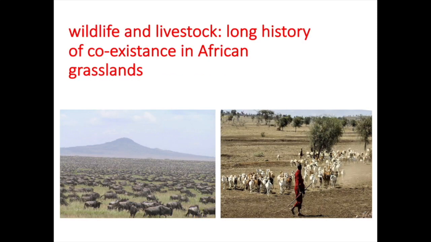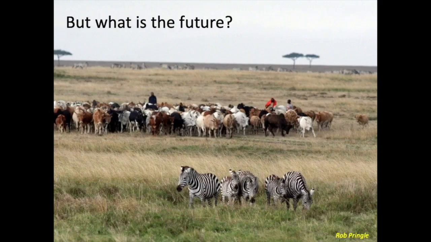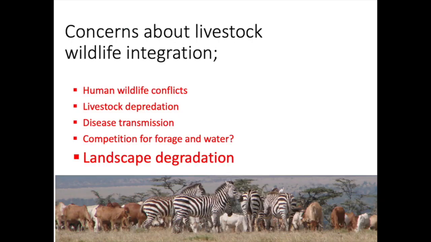African grasslands support large densities of diverse wildlife species, and in addition to this, they have also supported thriving livestock production industries. And livestock and wildlife have coexisted in these grasslands for a long period of time. However, we are increasingly beginning to worry about the future of coexistence of these species, particularly because of concerns relating to human-wildlife conflicts, livestock depredation, disease transmission, aspects of competition for forage and water, but also issues related to degradation.